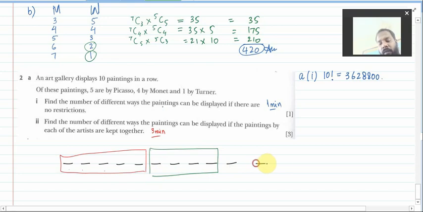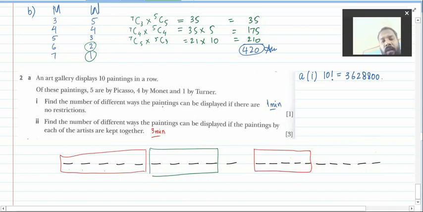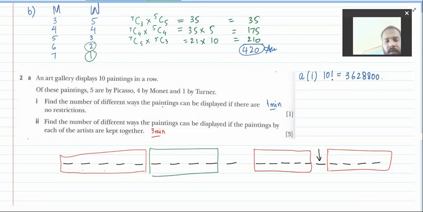1, 2, 3, 4, 5, 6, 7, 8, 9, 10. Let's suppose the first 4 are occupied by Monet, right? After that we have Turner, and the last 5 we have Picasso. Alright class, that is also a possibility: the first 4 by Monet, then Turner, and then Picasso. Now there is one more possibility, that the first one is Turner, and then we have Picasso, and then Monet, or the first is Turner, and then Monet, and then Picasso. So we have different options, right?